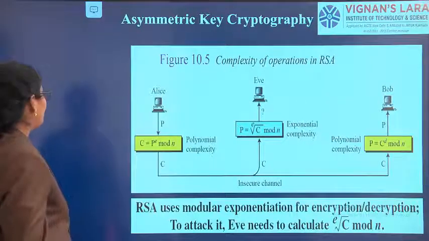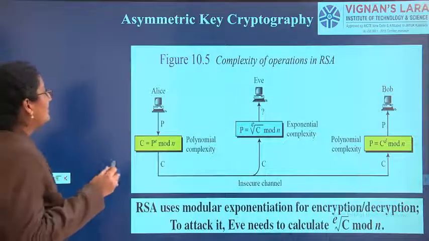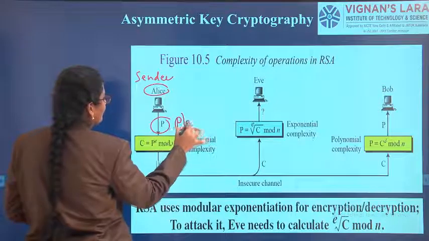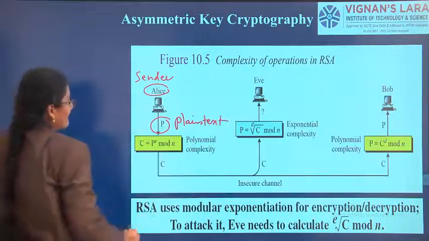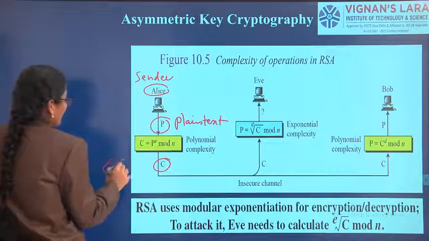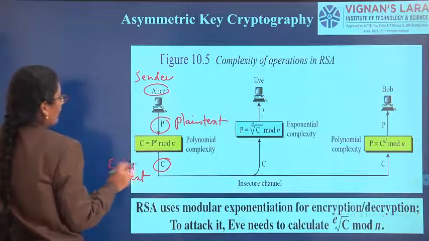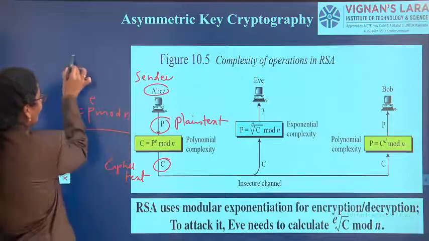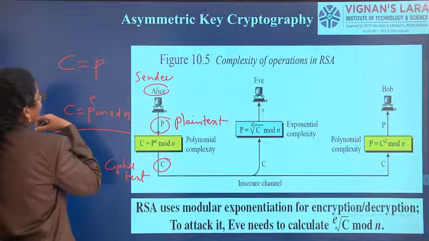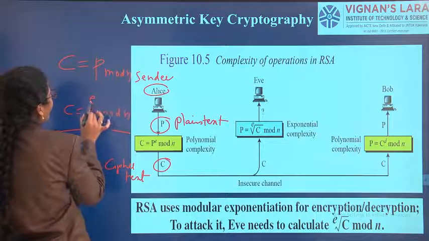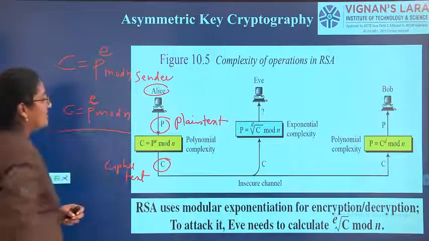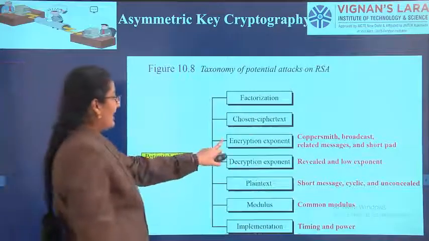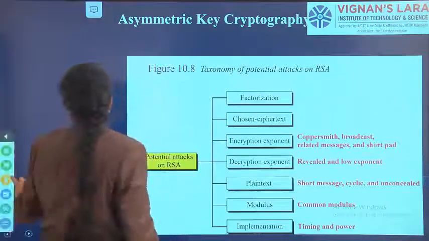So this is the complexity we have in RSA. See here, Alice is the sender. She has plaintext. To convert this plaintext into ciphertext, where C is the ciphertext, the formula is C equals P power E mod n. Why did this formula come? We want ciphertext, and for that we need plaintext. We have to do mod n, and E is the exponent we have taken. What problems did we discuss? Encryption exponent and decryption exponent. I am telling that now.